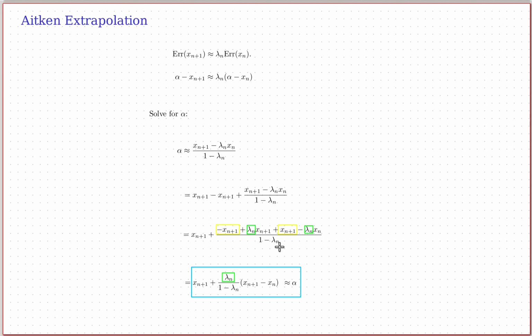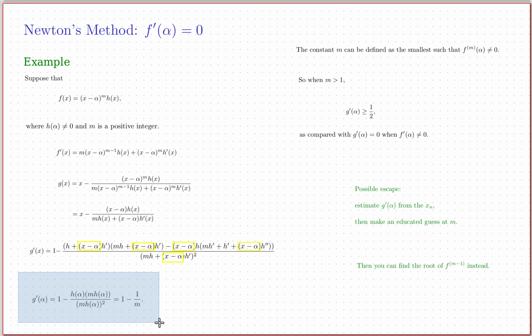However, in this case, we're not getting 0 for g prime of alpha. We're getting 1 minus 1 over m. So, for example, in a case where f of alpha equals 0, as of course it should be because we're assuming alpha is a 0 of f, and f prime of alpha equals 0, then m would be at least equal to 2, right? And in that case, g prime of alpha would be 1/2. Now, that means the error is getting smaller at a rate of 1/2, right? Whatever the error is this time, it's about 1/2 of what the error was last time, every time we iterate.